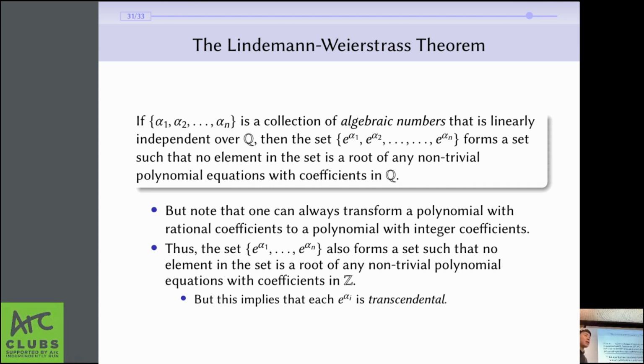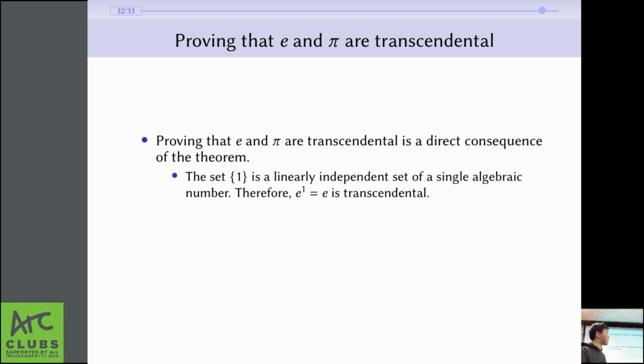So how do we use this to show that e and pi are both transcendental? Well, let's have a look. The set {1} is indeed a linearly independent set, right? Because if I take 1 times some coefficient that equals 0, that implies that the coefficient itself is 0. So 1 itself is a linearly independent set. We know 1 is algebraic, so e to the 1, or e, is indeed transcendental. So this is just a direct result of the theorem.